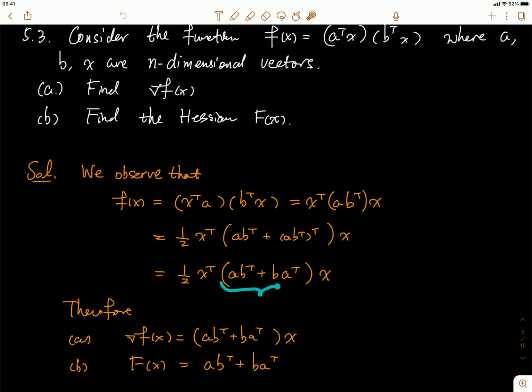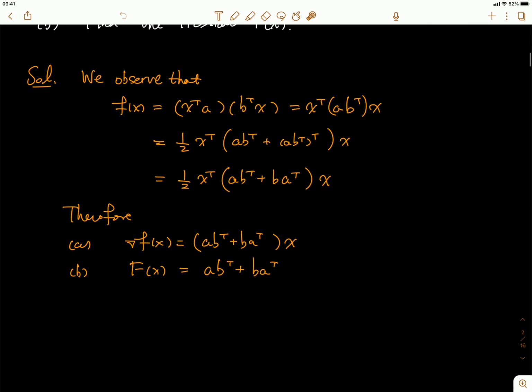And now this is like the Q matrix we talked about in class. So it's 1/2 times x transpose Qx. For this kind of quadratic function, the gradient is just Q times x, which is just this matrix copying here. And the Hessian is just this matrix itself. So that's this.